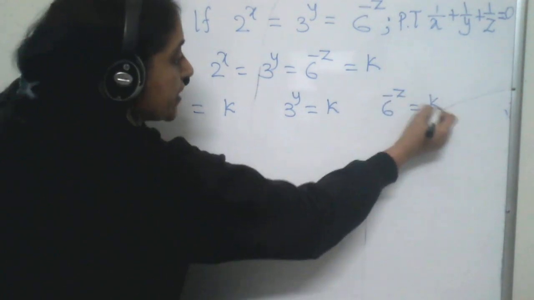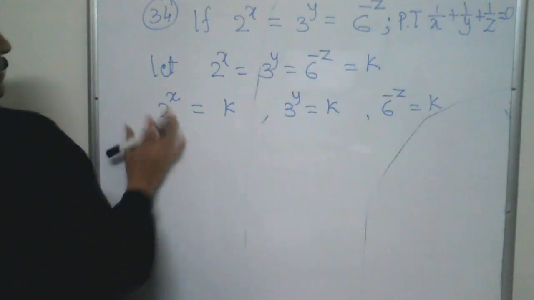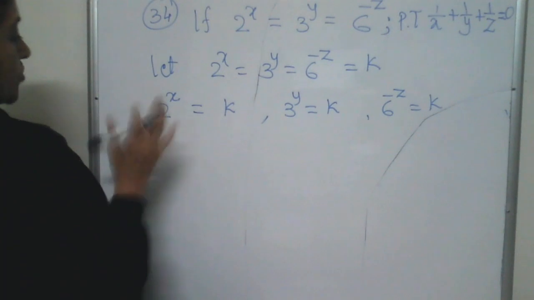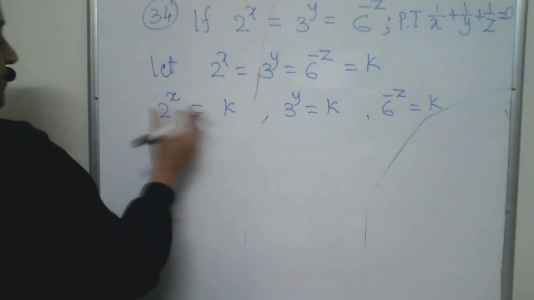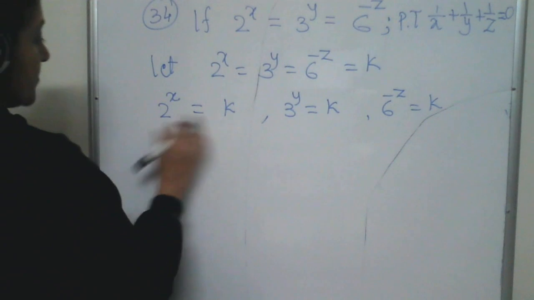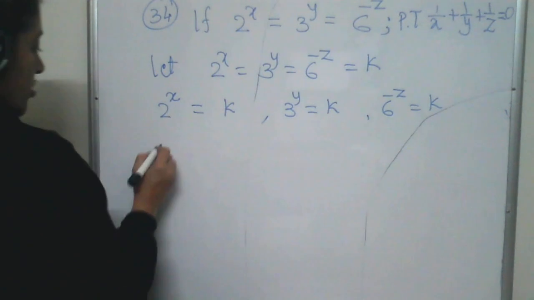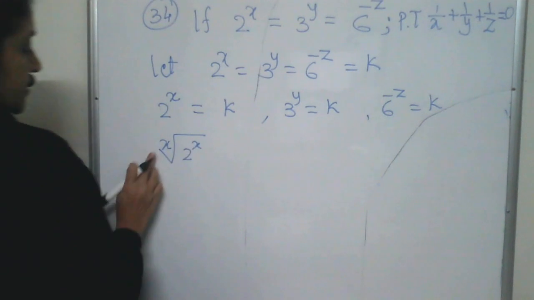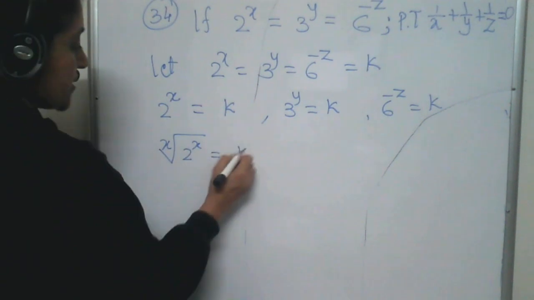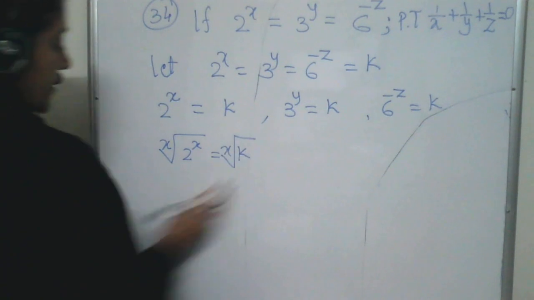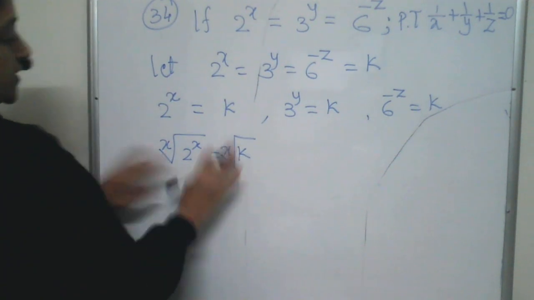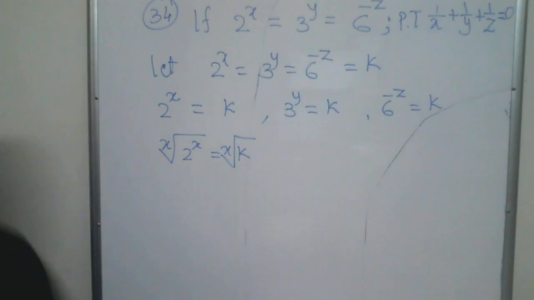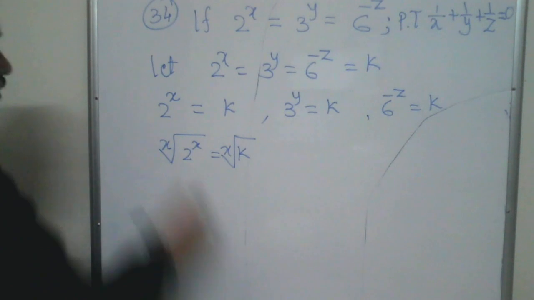and then 6 to the power minus z is also equal to k. Now to make this 2, 3, 6 free from the exponent, what we will do is apply the same operation on either side, that is, on the left side as well as the right side. I am introducing the xth root. Now I can write the same to this also, xth root of k. If you introduce it on both sides, it will not affect the value of the given equation.